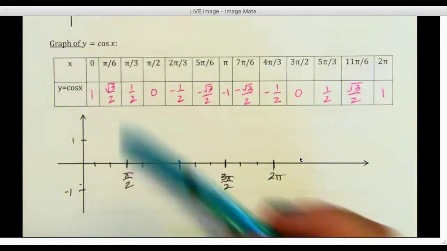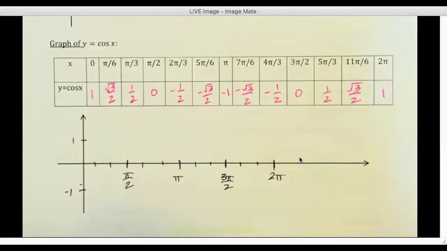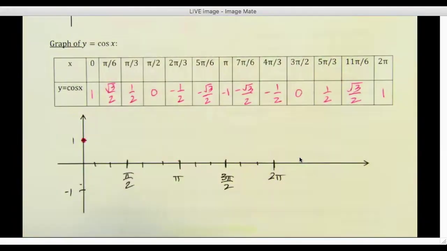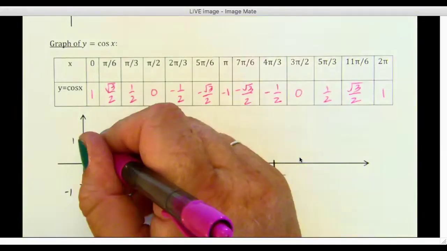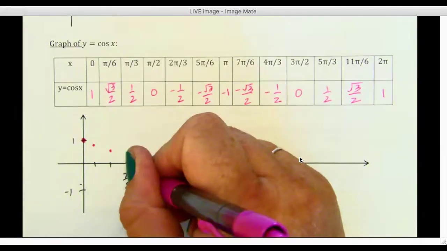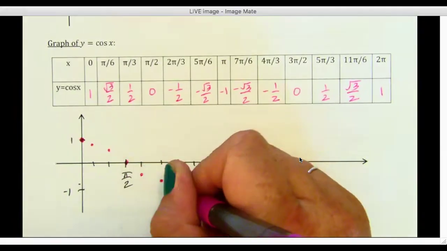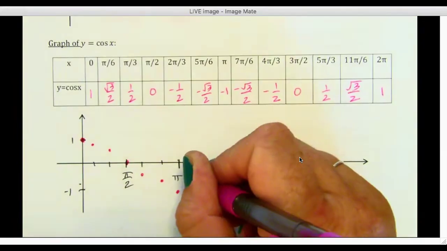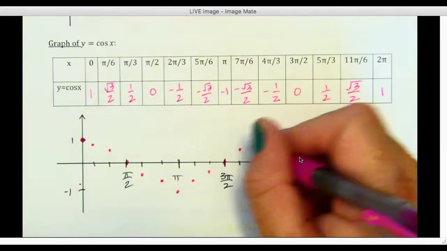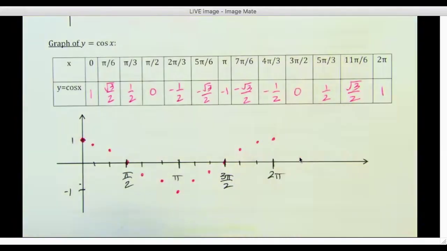So cosine is similar, and these again are all the values from the unit circle. And so we can go ahead and plot those points. So cosine of 0 is 1. So it does not start at 0, 0. It starts at 0, 1. And then it's root 3 over 2, which is about 0.87. And then 1/2, 0, negative 1/2, negative root 3 over 2, negative 1, negative root 3 over 2, negative 1/2, 0, 1/2, root 3 over 2, and then back up at 1.